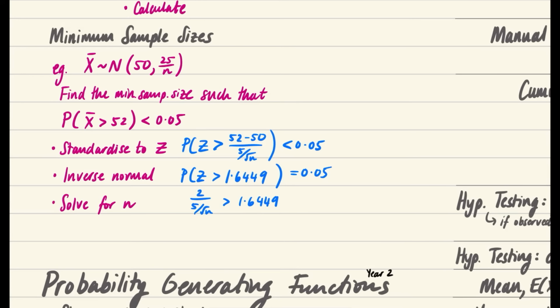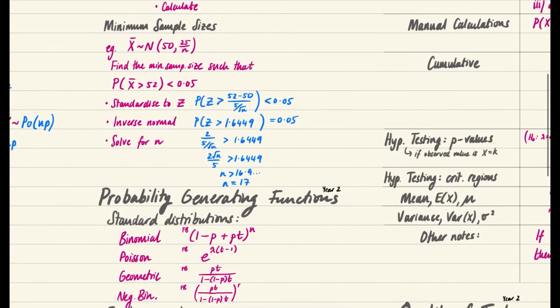Then doing a little bit of rearranging, if I multiply the top and bottom by the square root of n, I get 2 root n over 5 is greater than 1.6449. I will then times 1.6449 by 5, divide it by 2, and then square it so that I get that n has got to be greater than 16.9. In other words, n has got to be equal to 17. I'm wanting to point this out because I don't do a lot of this in the textbook, and this is the method that you would use for this.